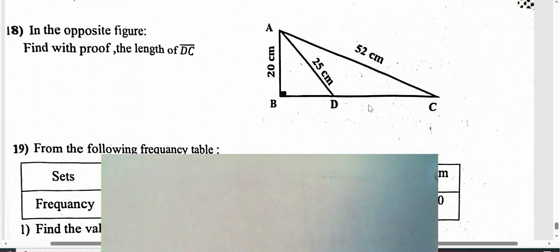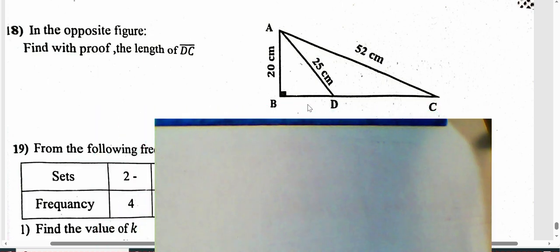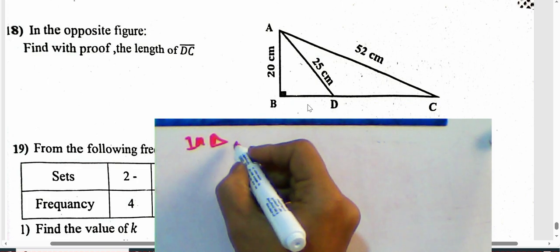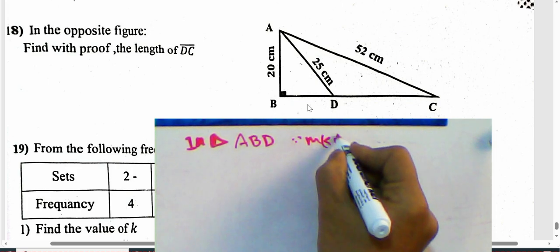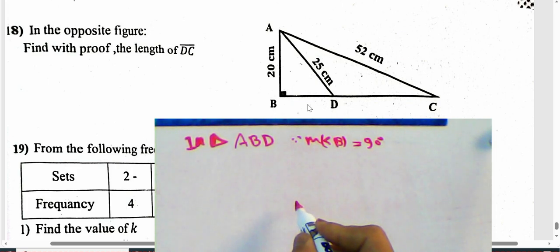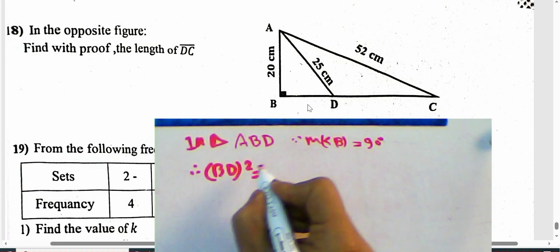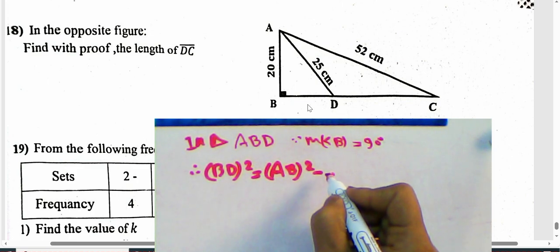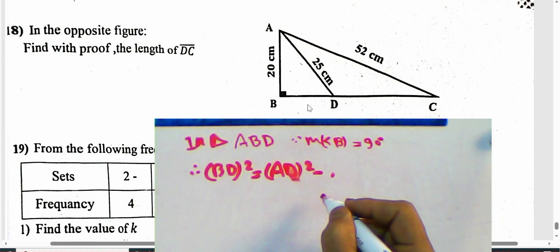Opposite figure. Find with proof the length of DC. We want to find the length of DC. We can use the Pythagoras theorem to find the length of BD first. In triangle ABD, the measure of angle B equals 90 degrees. Then from the Pythagoras theorem we can write BD power 2 equals AD power 2 subtract AB power 2, with AD as the hypotenuse.